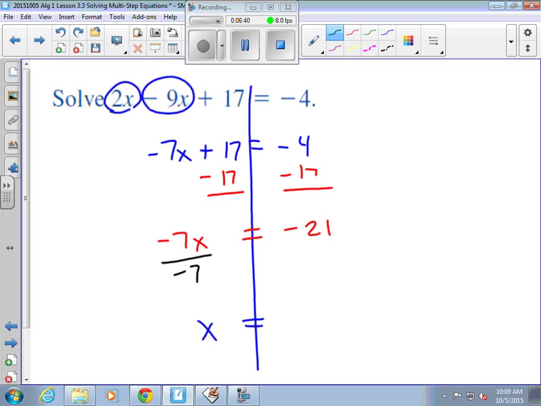If you do it to the left, do the exact same thing to the right. A negative divided by negative is a positive. 21 divided by 7 is 3. X is 3.